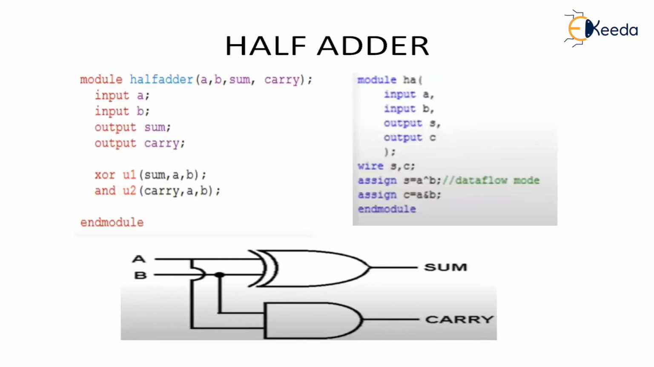This is the structural level modeling of your half adder. So know the structure, write the name of the gate, give a name for the gate, open the bracket and mention the output first, comma, and then mention the inputs.